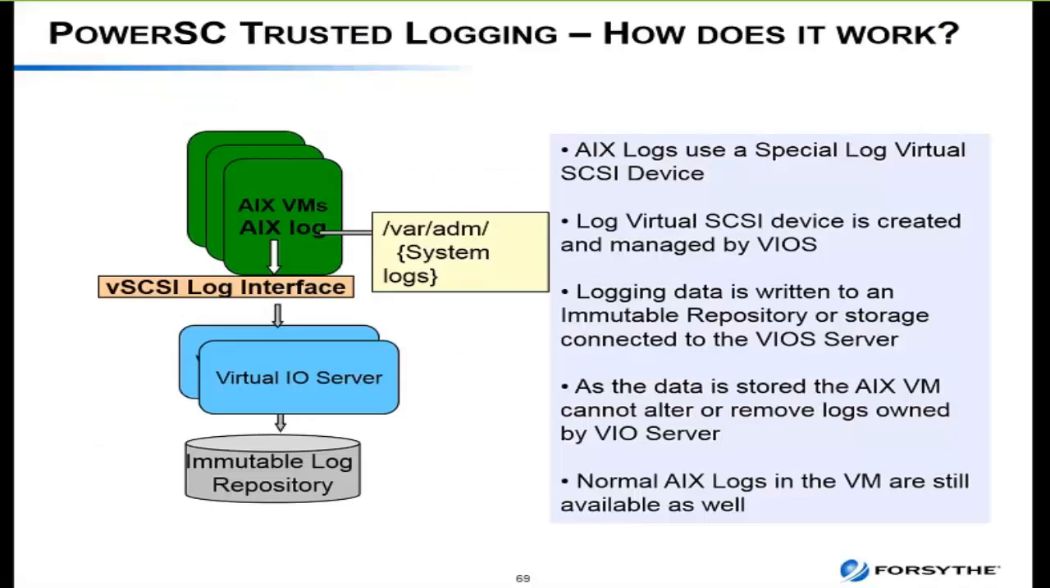So in terms of trusted logging, what happens here is it uses a special vSCSI logging device, and it gets managed by the VIO server. So the first requirement is, of course, that there's a VIO server in the mix. It gets written to the repository on the VIO server, and the AIX virtual machine can no longer alter or remove those logs. But the logs still remain on the server. So this is a very good thing to do, particularly if you do have people trying to get into your systems all the time, because you now have completely trusted copies of your logs.